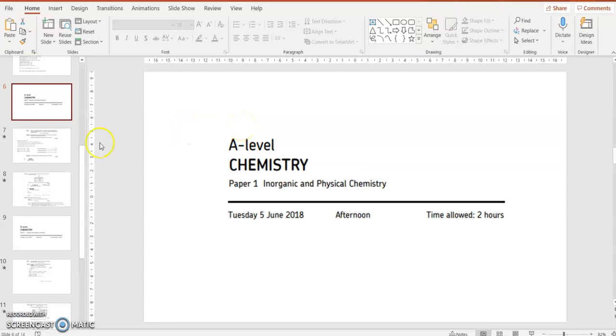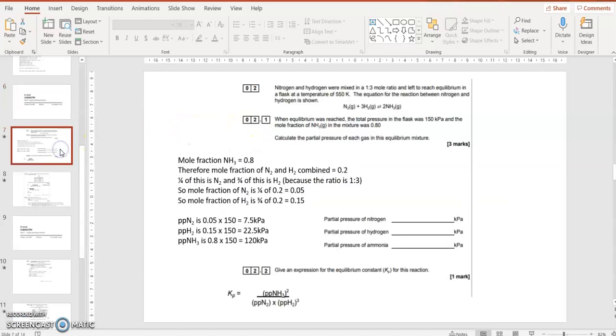Paper 1, June 2018. I've got a reaction: nitrogen and 3 moles of hydrogen makes 2 moles of NH3. Slightly different this question because it's given me the mole fraction, 0.8 of ammonia in the mixture.